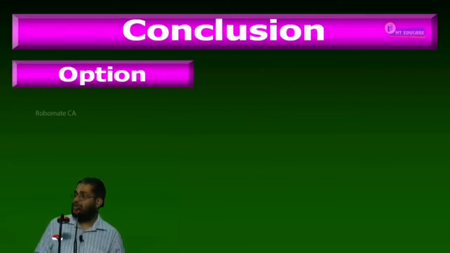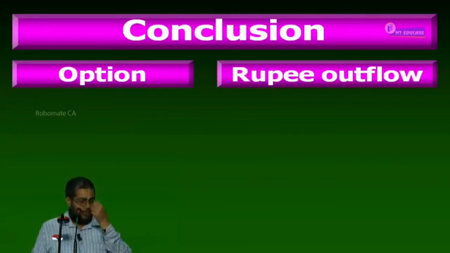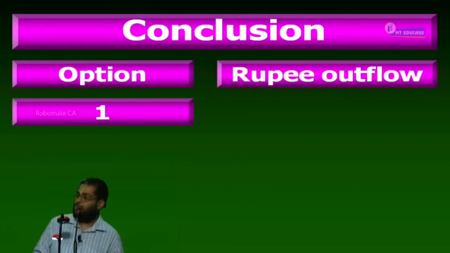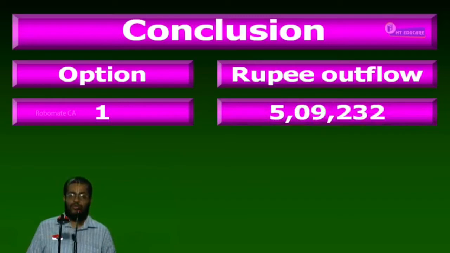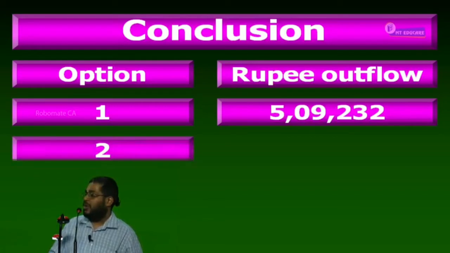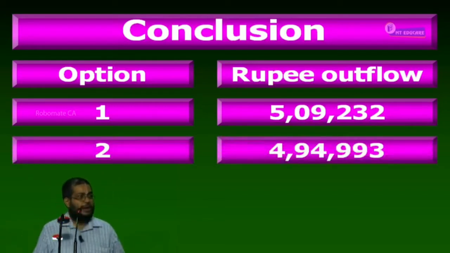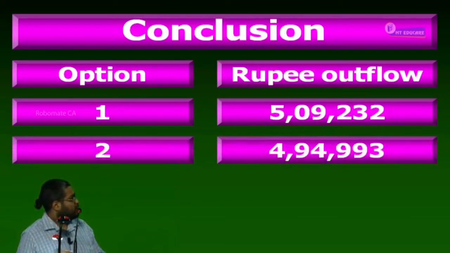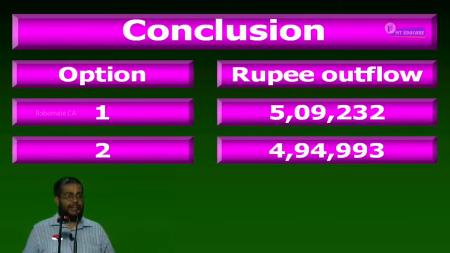Now, tell me which is better here? Conclusion. By conclusion, option rupee outflow. Option 1, 5,09,232. You are having the track of the solution now? First slide, 5,09,232. Option 2, 4,94,993. Which is better, spot payment or lagging?